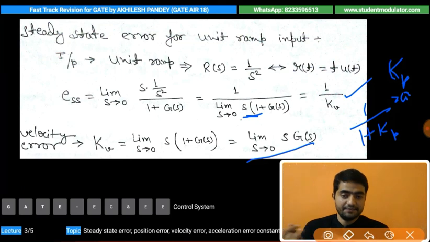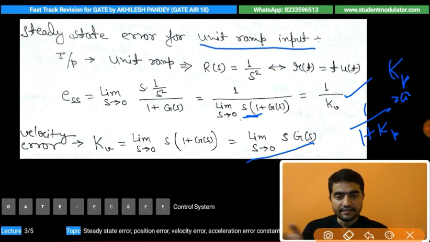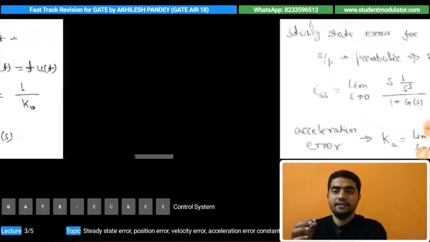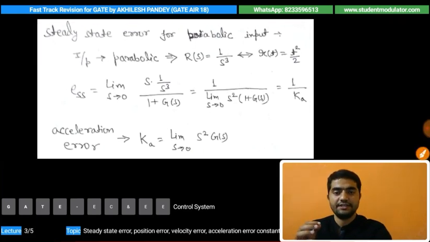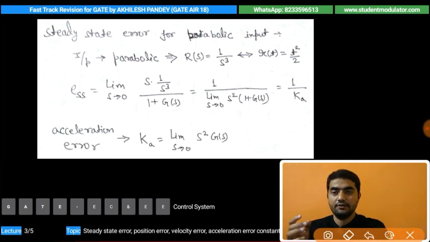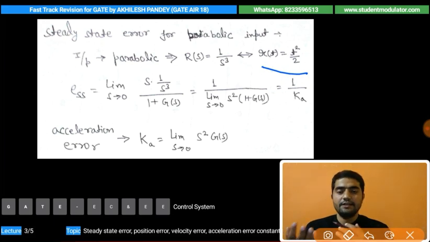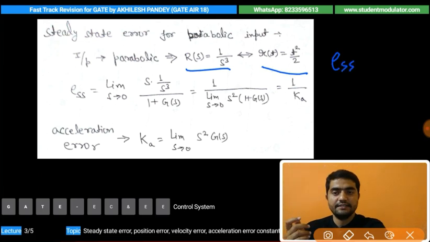Now, position error constant was defined for the unit step input, and velocity error constant was defined for the unit ramp input. Let's see the last one, that is the acceleration error constant. For the acceleration error constant, or parabolic input, we take the parabolic input as r(t) equals t square upon 2. When we convert it into Laplace transform, we get R(s) equals 1 upon s cube. Later, when we calculate the steady state error, we apply the same formula, that is limit s tends to 0 s R(s) upon 1 plus G(s).